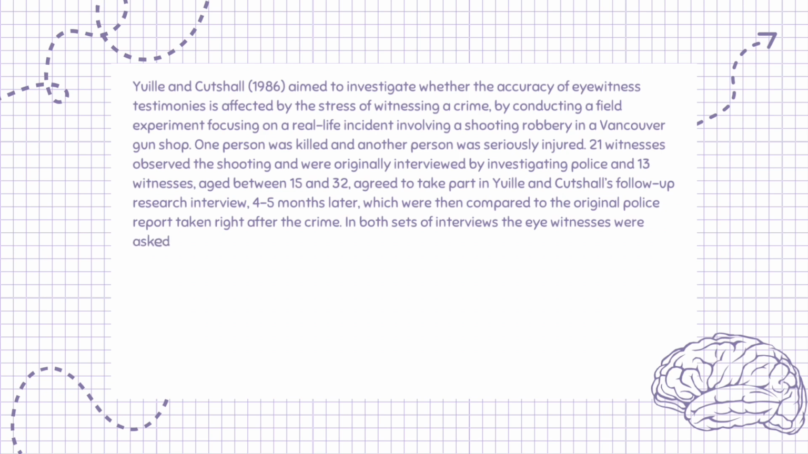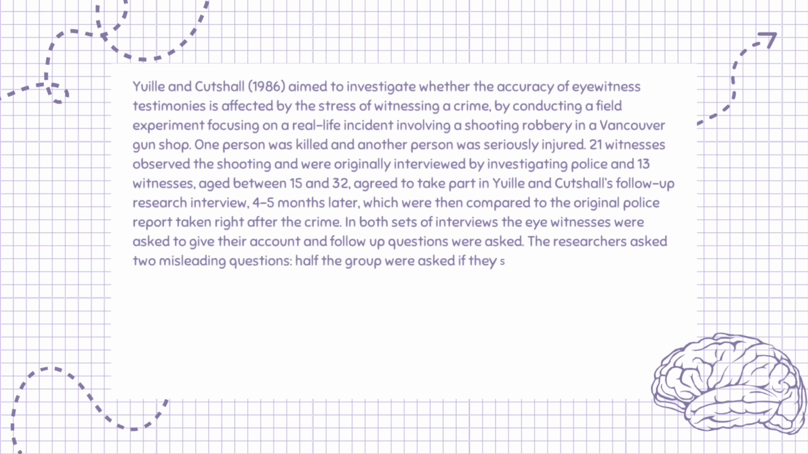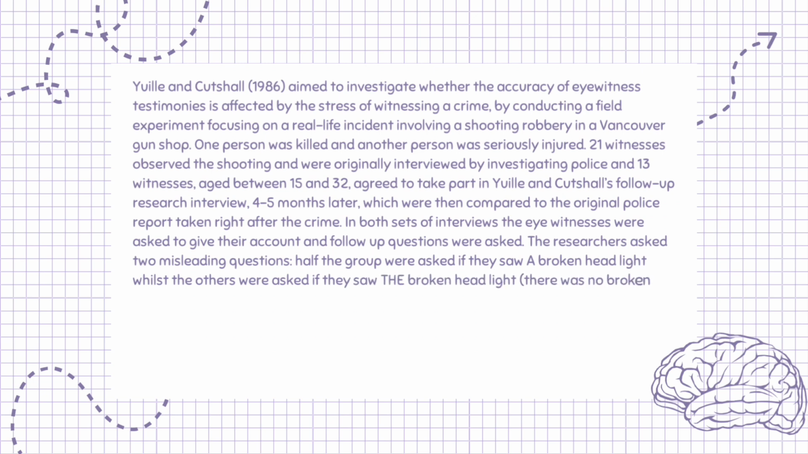In both sets of interviews, the eyewitnesses were asked to give their account and follow-up questions were asked. The researchers asked 2 misleading questions. Half the group were asked if they saw a broken headlight whilst the others were asked if they saw the broken headlight. There was no broken headlight. Half the groups were asked if they saw a yellow panel on the car and the other half were asked if they saw the yellow panel.